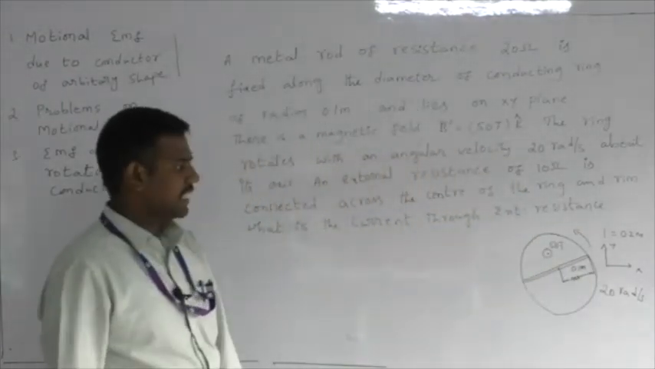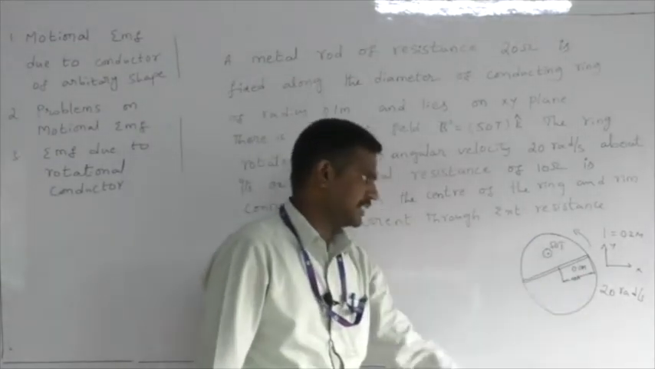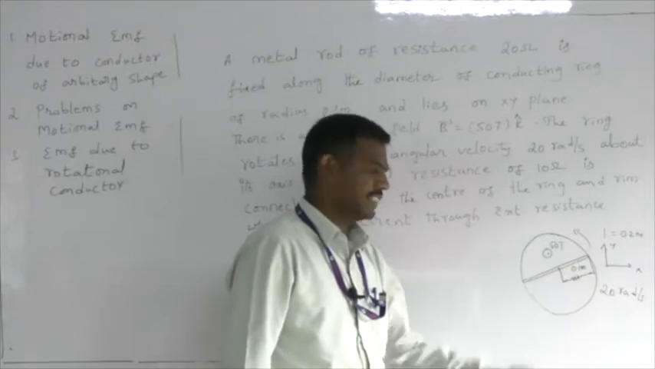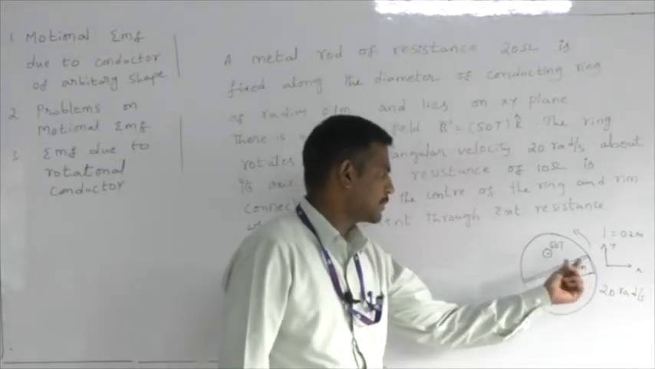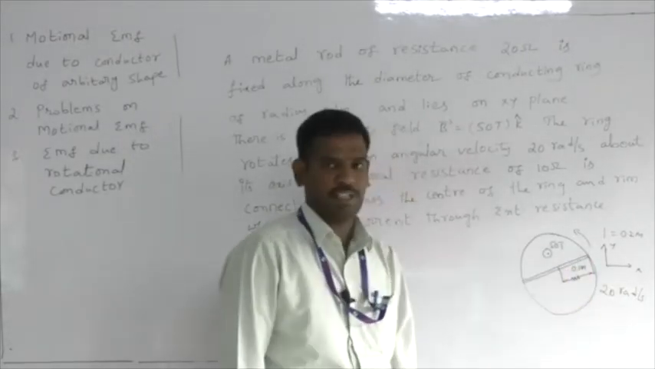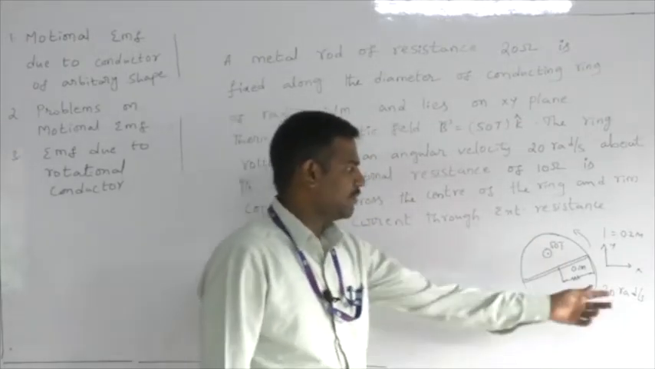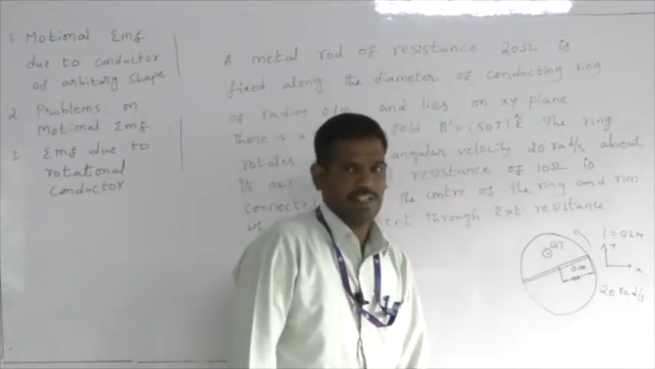Now, what is the current going through this external resistor? That's what they are asking to find out. Here, this total conductor, whose half conductor length is 0.1 meter. The magnetic field intensity is 50 Tesla, and it's moving with an angular velocity of 20 radian per second.